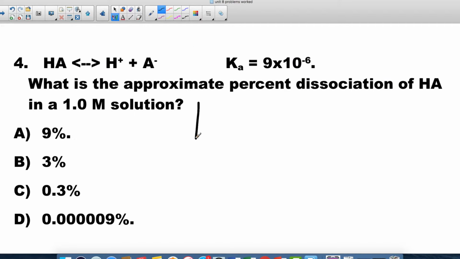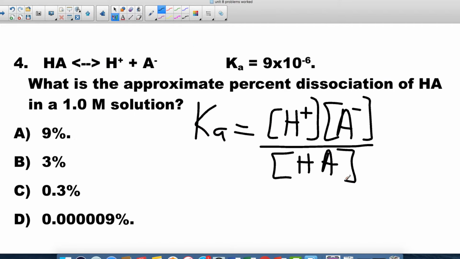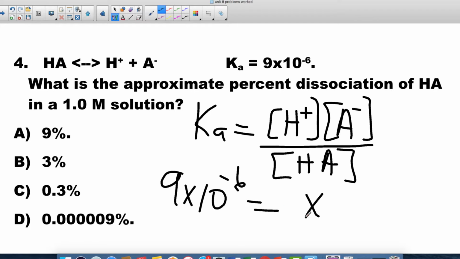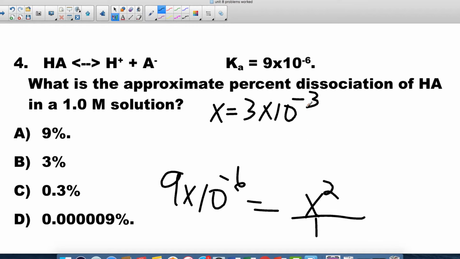In order to understand this, you have to write the Ka expression. You can see the Ka expression here. And then if you were to plug this into an ice table, you would find that the Ka value, 9 times 10 to the negative 6th, is equal to x squared over 1, the initial concentration of the solution. When you find x by taking the square root of both sides, you find that x is 3 times 10 to the negative 3rd. X is also equal to the hydronium ion concentration or hydrogen ion concentration.